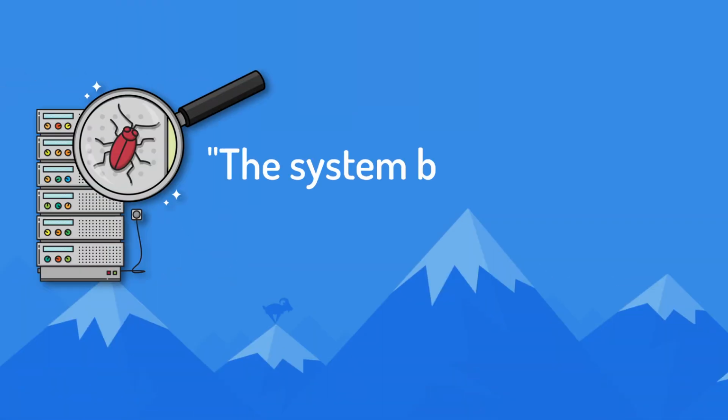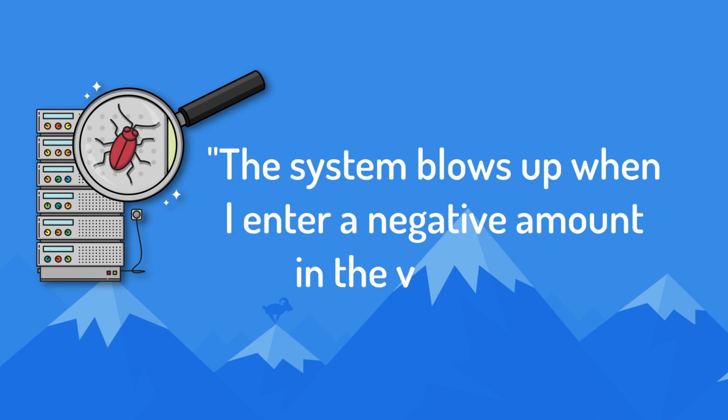A second example is bugs. Teams have been writing bug reports since cavemen wrote the first line of code. Writing, the system blows up when I enter a negative amount in the value field is good enough. Naturally, supporting notes should be provided, but there's nothing to gain by writing most bug reports as stories.